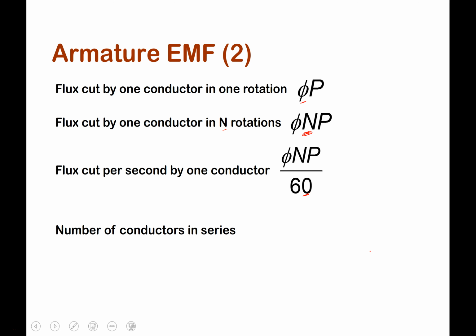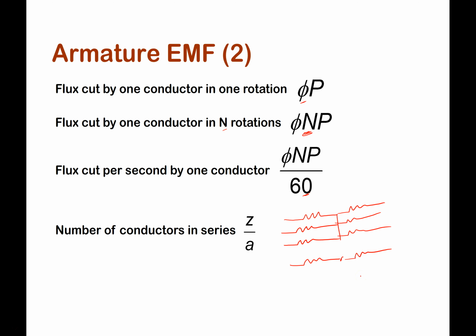The number of conductors we have in series is Z on A, which is the total number of active conductors over the number of parallel paths. So if I have a set of conductors, here I have 6 conductors, and I have 3 parallel paths, 1, 2, 3. So this is equivalent to 2 conductors in series.